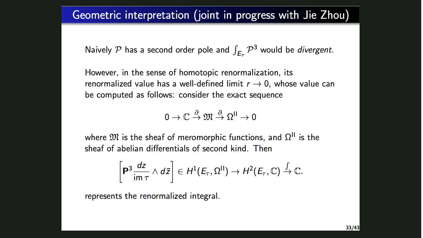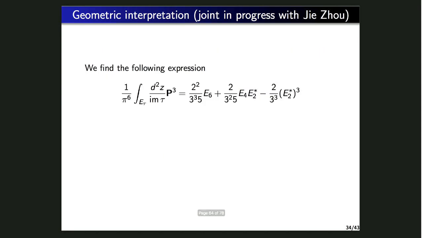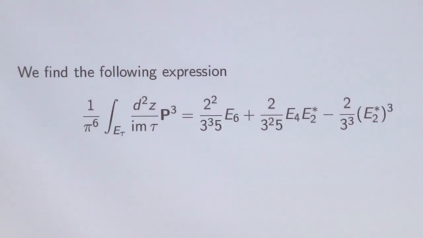And somehow this is related to a physics method, the so-called point splitting method, to understand this UV property. But this is somehow a more intrinsic way of doing this. Now, with this algebraic geometric interpretation, you can do many calculations. For example, you can evaluate this cubic integral. And with this connecting map, you can compute by the following terms. Like this is an Eisenstein series, E6, E4, E2 star, and E2 star cubed. And these are examples of almost holomorphic modular forms.